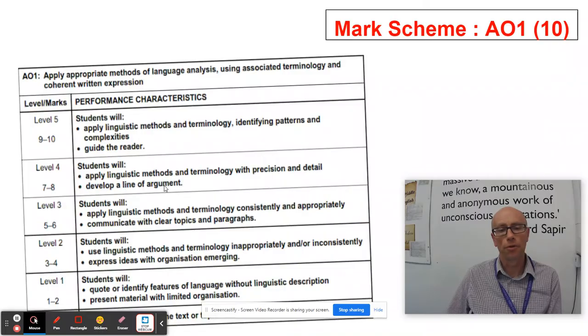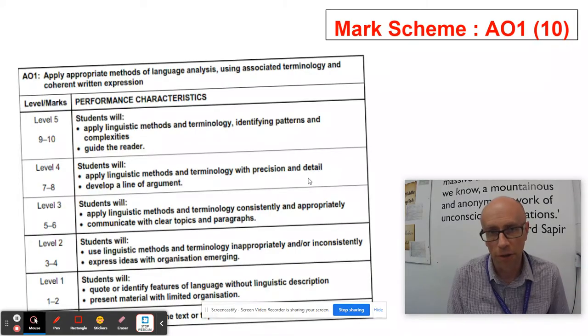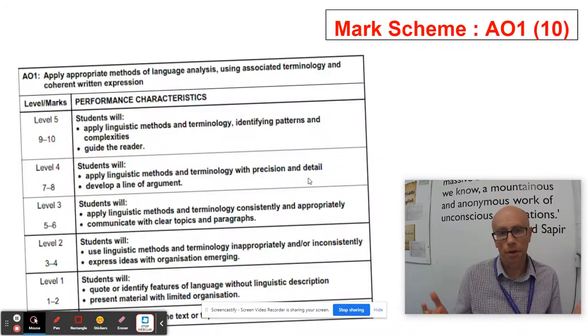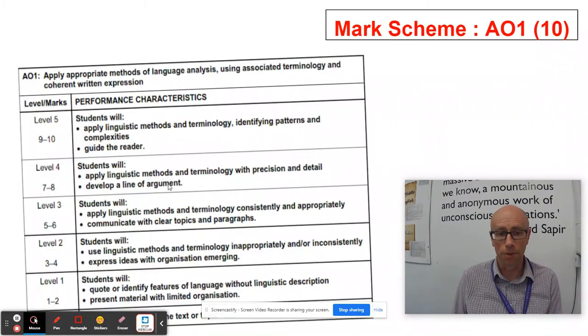When you get into your level 4s here, we're talking about precision and detail. So this is where you're starting to use terms like epistemic modal auxiliary verb, for example, or progressive aspect mental verb. So it's that precision and detail that your level 3s aren't doing. That's what you're doing at level 4. And you're more attuned to the actual argument. You're beginning to develop a proper line of argument where you're laying out the arguments for and against.